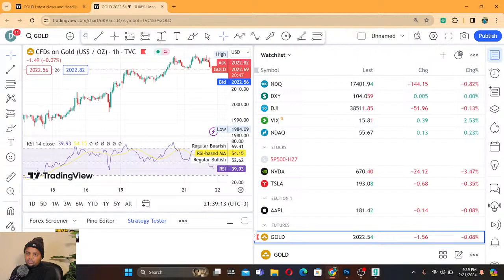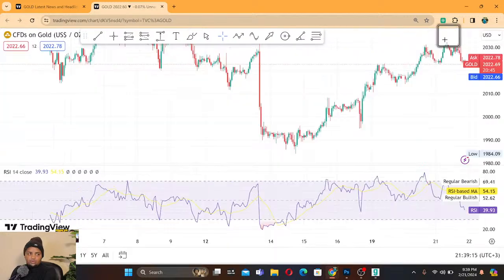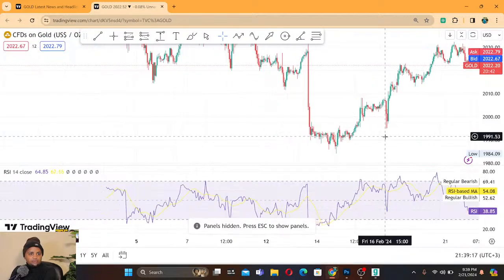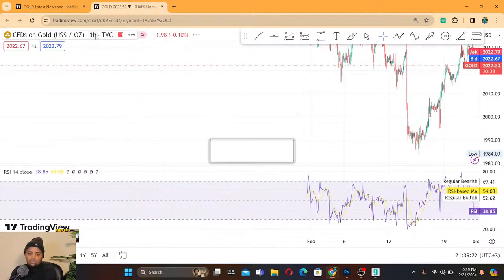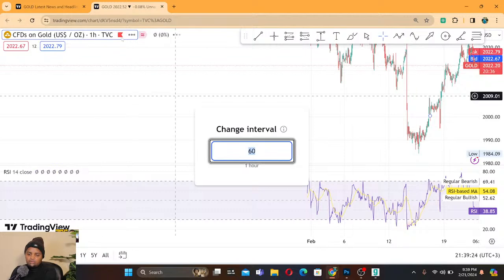This screen is small. This screen is very small, I think. Let me switch to.